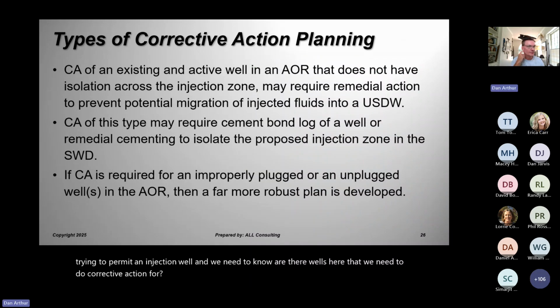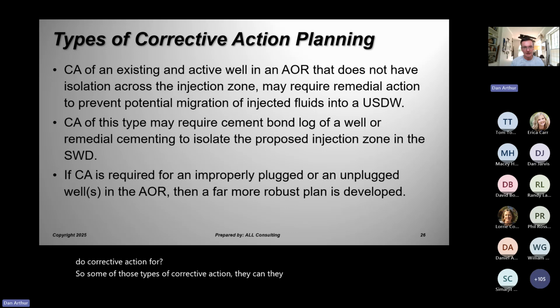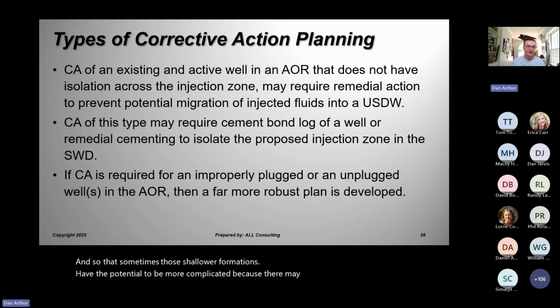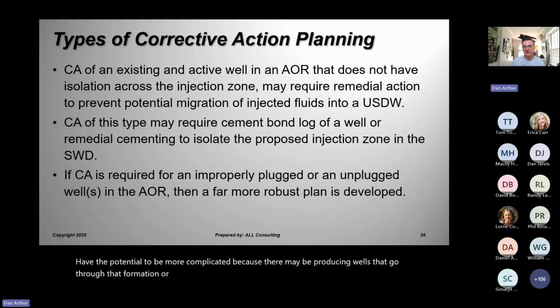So some of those types of corrective action can really vary. I've talked a little bit about them, but they could be improperly plugged wells. I think a thing we're dealing with more today than in the past is that, because of some of the induced seismicity issues, we're moving uphole to other formations. Sometimes those shallower formations have the potential to be more complicated, because there may be producing wells that go through that formation, or other historic unplugged wells, or any number of different things. So lots of things to consider.